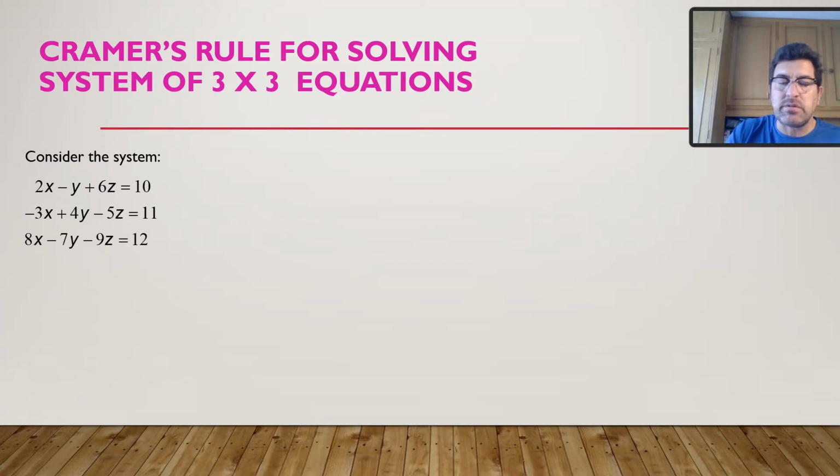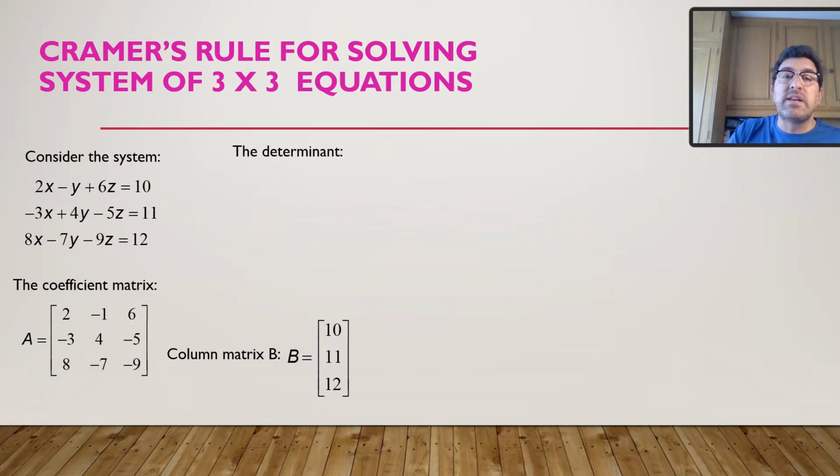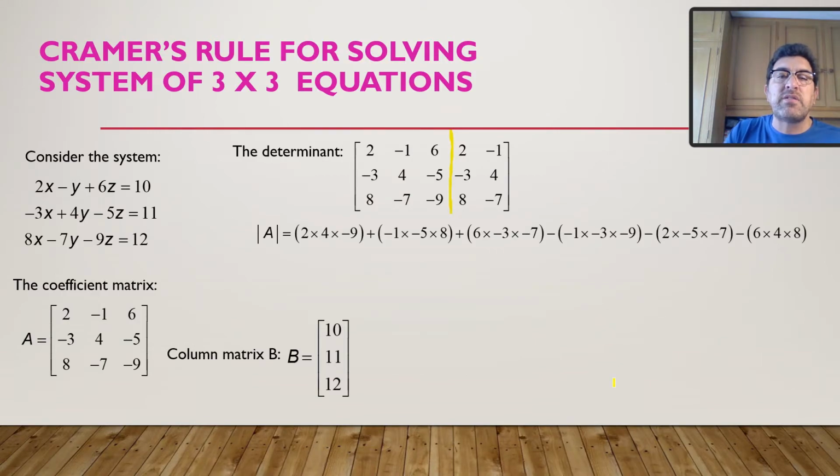Okay, let's have a look. We have our coefficient matrix. We also have our column matrix B, and now we need our determinant. So I'm going to work with the determinant by augmenting the coefficient matrix with the first two columns and then following the product that we learned in previous videos.